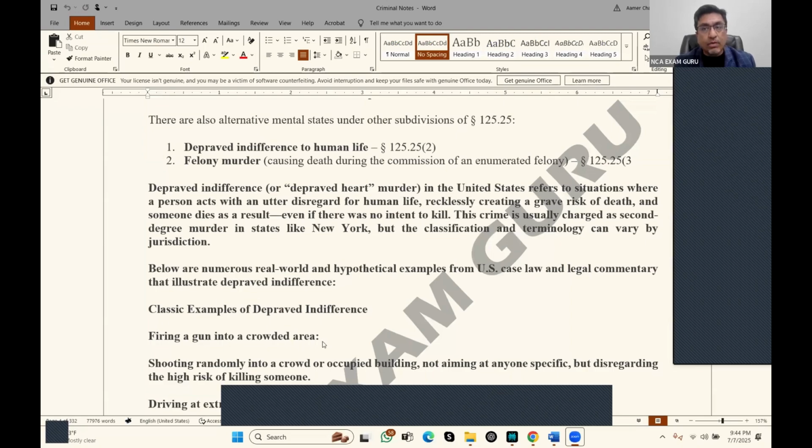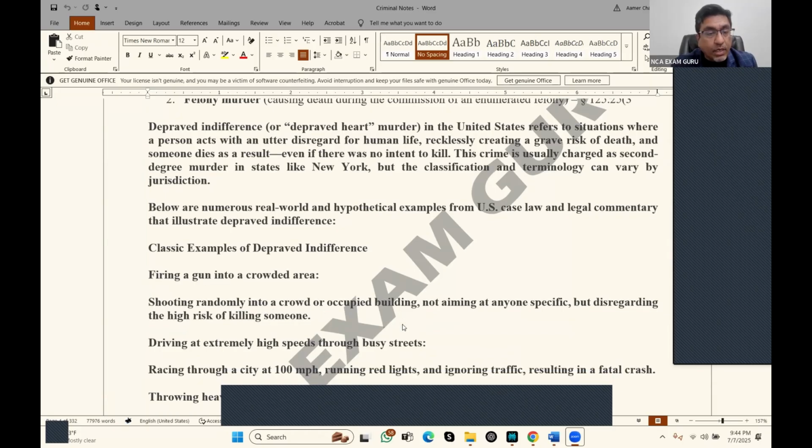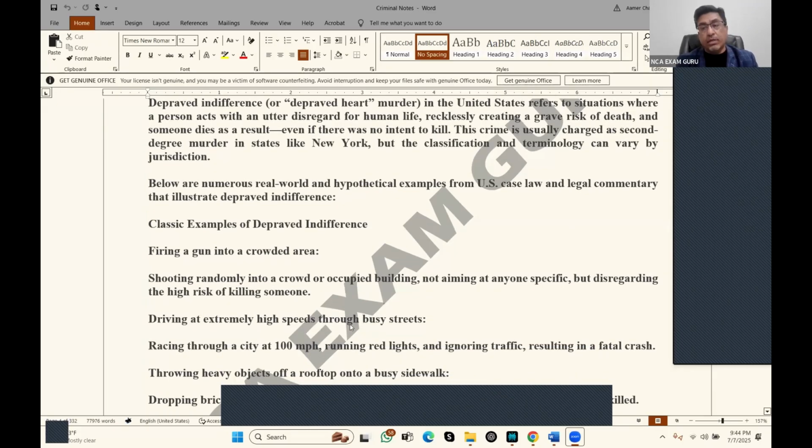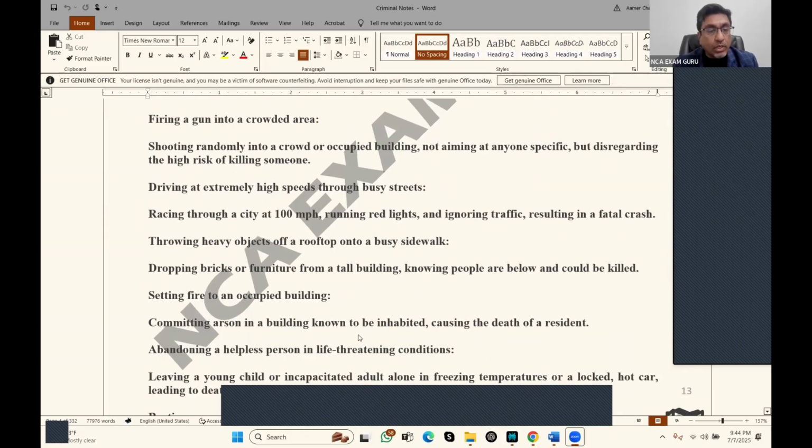For example, firing into a crowded area, for example in a marriage party. My intention was not to kill. Firing into a crowded area, of course it is going to hit someone, so my intention was not to kill someone. Okay, I need your eye contact. See, firing a gun into a crowded area, shooting randomly into a crowded area, driving at extreme high speed, 20 kilometers, I was driving 100 kilometers, throwing bricks and furniture from a building, setting fire to an occupied building.